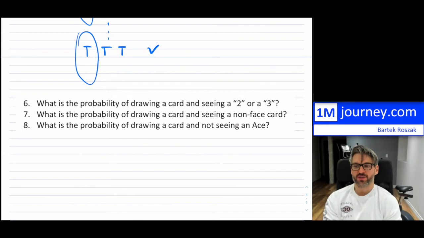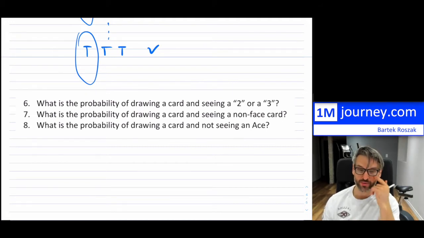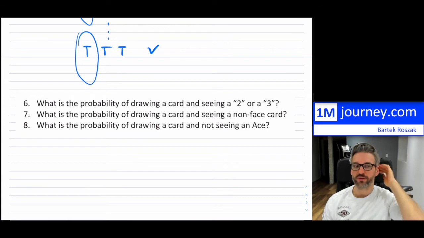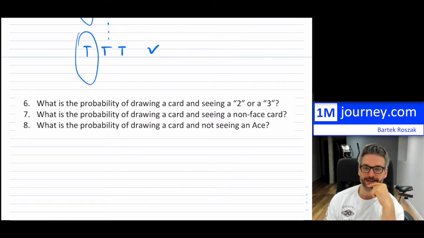Question number 6. What is the probability of drawing a card and seeing a 2 or a 3? So if you're going to be drawing cards, we're going to assume that it's a regular standard deck. So we have 52 cards within the deck. So how many 2s are there? Well, there are 4 2s in a deck. And how many 3s are there? Well, there are 4 3s in a deck.